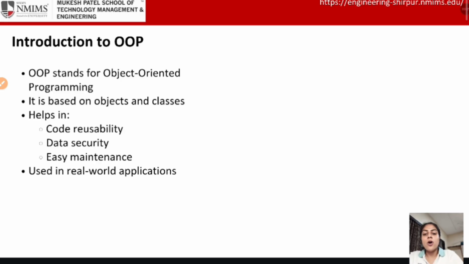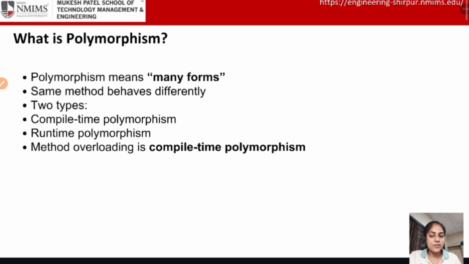It is based on objects and classes and helps in code reusability, data security, improving the security of the data, and easy maintenance, making programs easy to manage. Most modern programming languages like Java use OOP concepts and are used in real world applications. So this is the intro to OOP. Now moving to the next slide, that is, what is polymorphism.